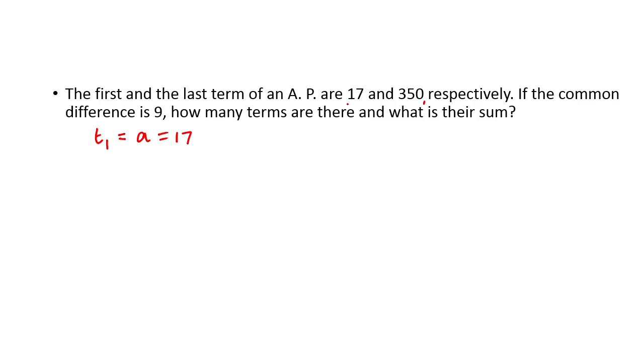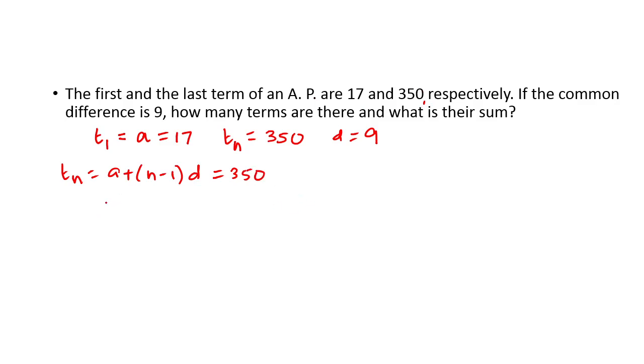So the first term is 17 and the last term is 350. So let us consider that 350 as the nth term, 350. The common difference is given to be equal to 9. How many terms are there? So basically we want to find out for what n this nth term is 350. So if I can find out n, I know how many terms are there in this arithmetic progression. Okay, so we know that Tn in general is a plus n minus 1 into d, and we will take this nth term as equal to 350 because 350 is the last term in that arithmetic progression.